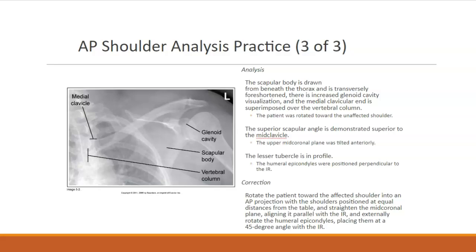We also see a little bit of tilt by looking at the superior angle of the scapula. You can see that the patient is tilting anteriorly. So we need to straighten up the patient so that that superior angle lies within the mid-clavicle region to get an adequately positioned projection of the AP shoulder.